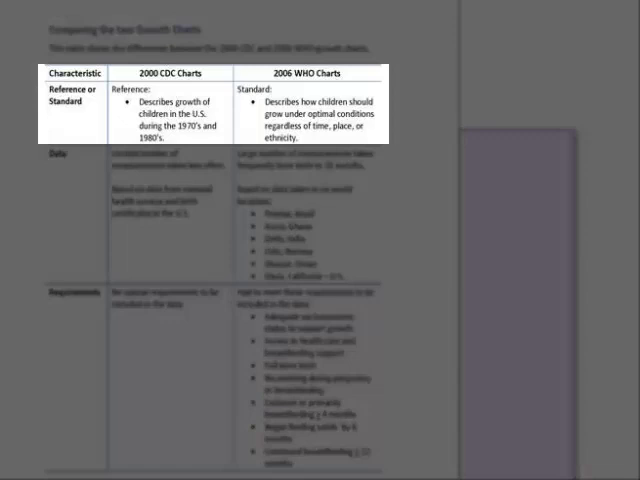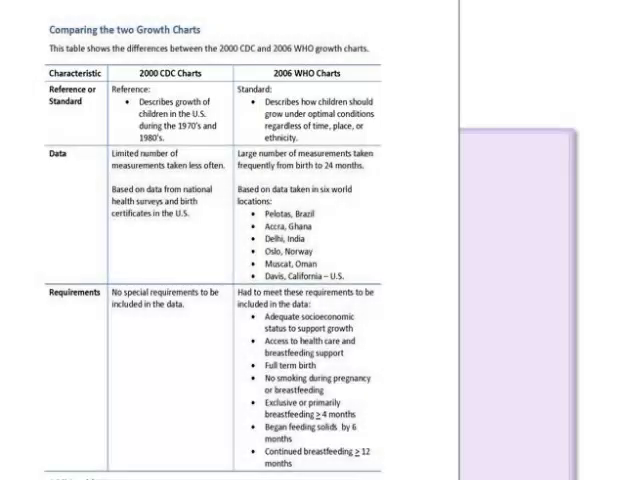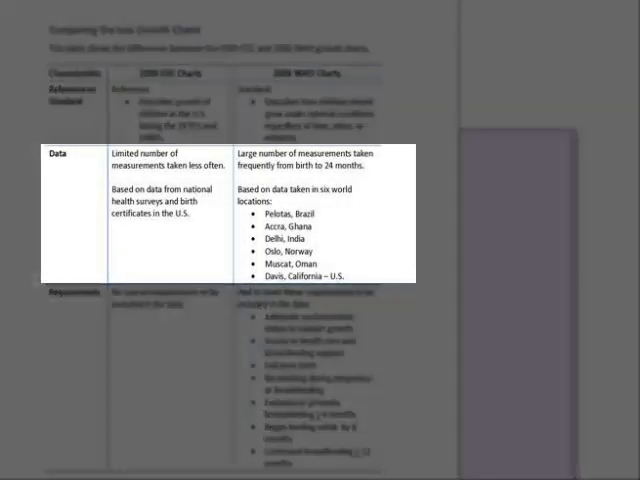A reference or a standard? That is the question. I already mentioned that the CDC charts are a reference and the WHO charts are a standard, so let's look at how the data was collected to see why that is. The CDC data was gathered from national health surveys like the National Health and Nutrition Examination Survey, or NHANES, and birth certificate data. There were a limited number of measurements and they were taken less often. The WHO data was gathered very differently.